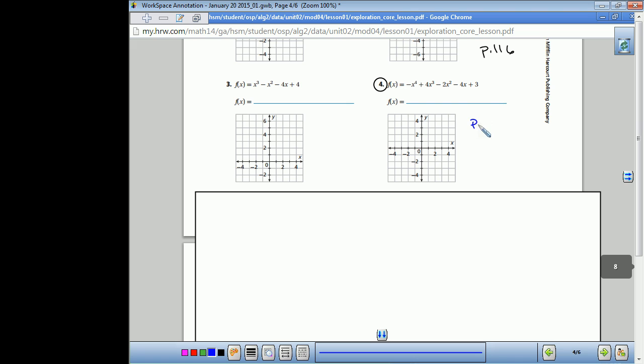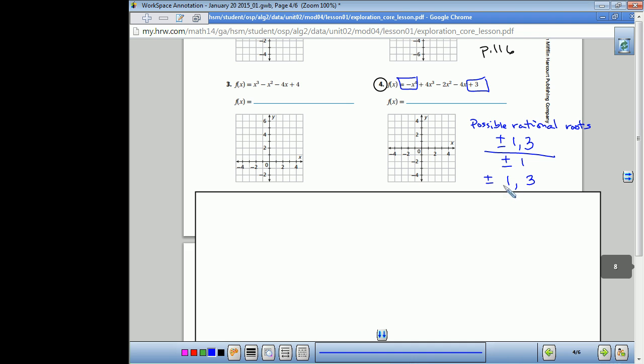Okay, step 1 is to list our possible rational roots. Okay, we need the constant and we need the leading coefficient. The constant is 3. So what are the factors of 3? 1 and 3. Our leading coefficient is negative 1. What are its factors? Plus or minus 1. So my possible rational roots are plus or minus 1 and plus or minus 3. Correct? Yes.